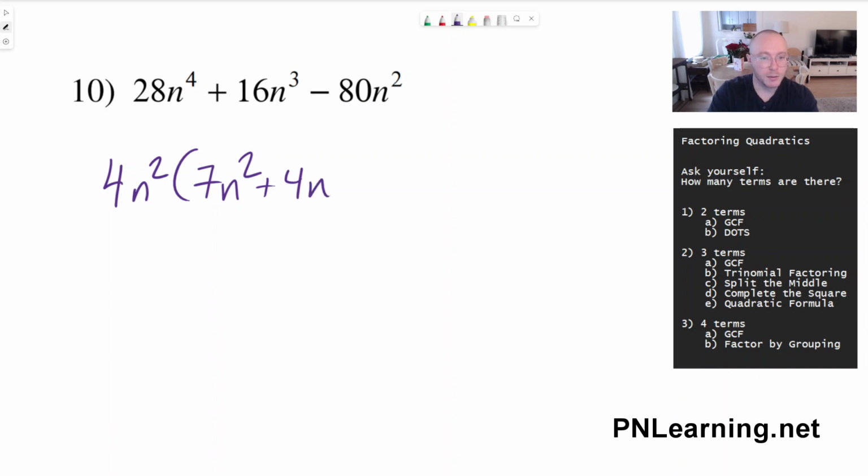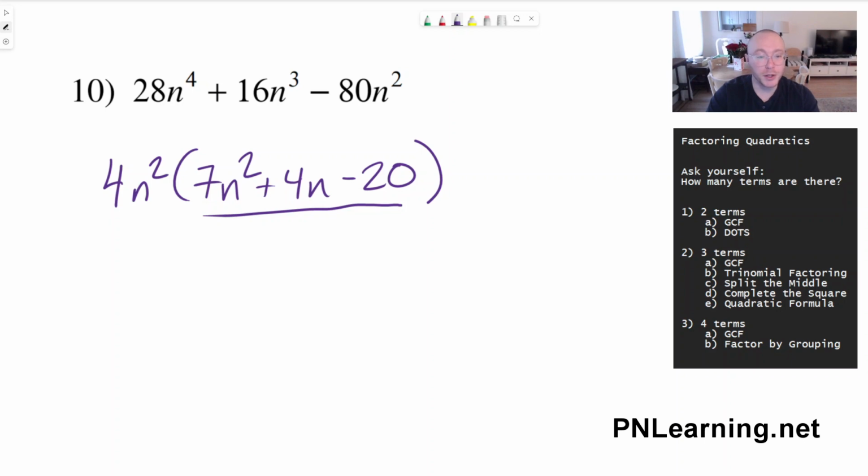Negative 80, right? Make sure you're saying to yourself negative 80, right? It's not just 80. Each term is attached to the symbol in front of it. And now negative 80 n squared. Negative 80 divided by 4 would be negative 20, and n squared divided by n squared would cancel out, so you're left with this.